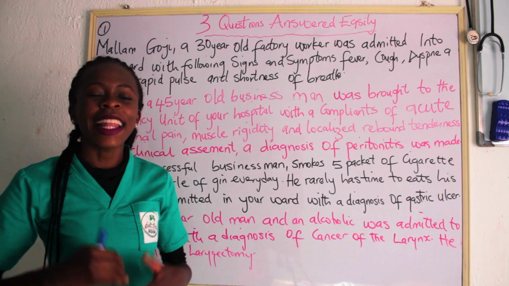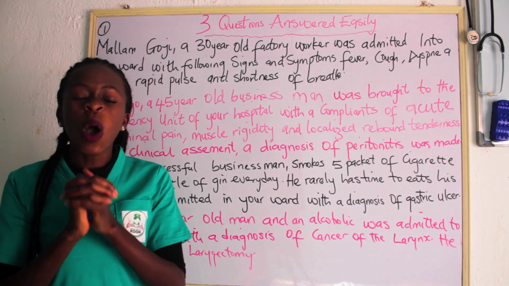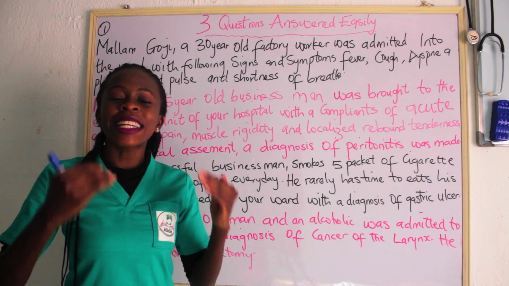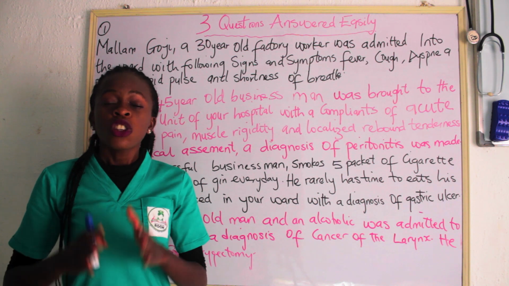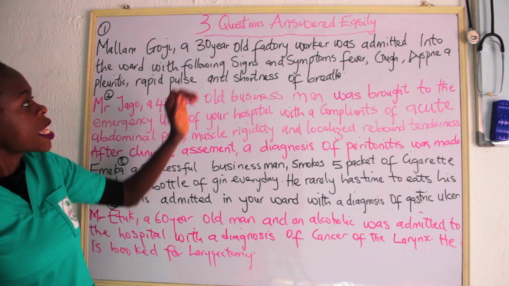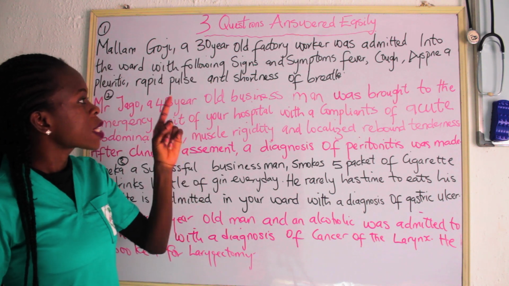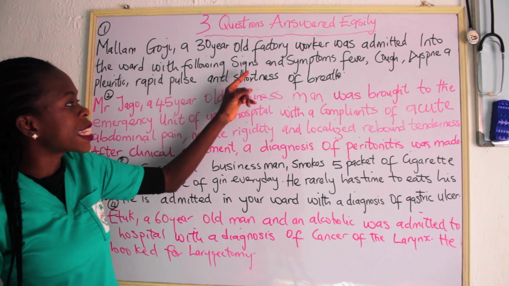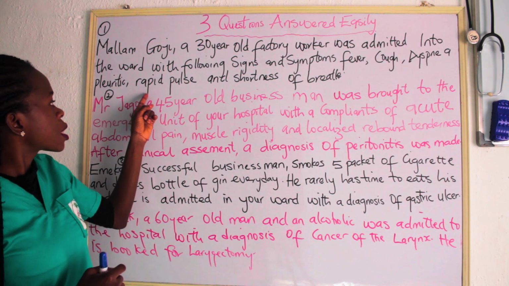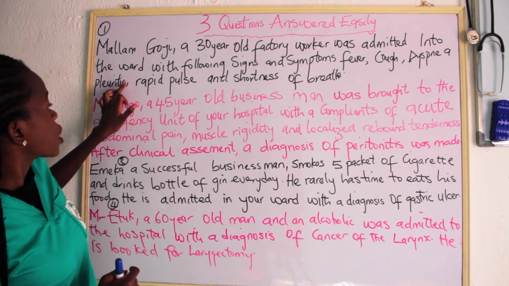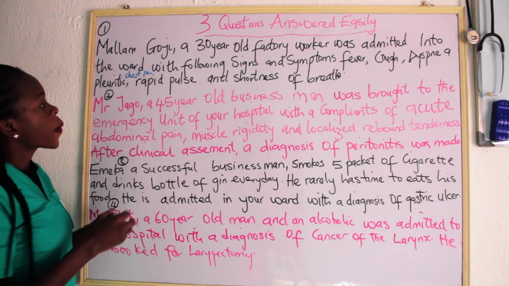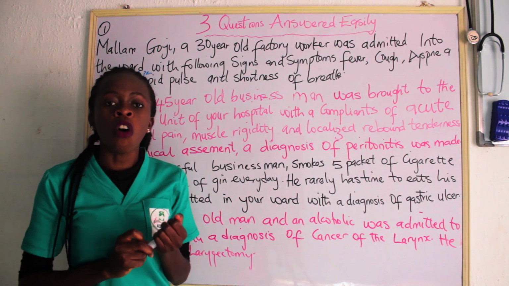Right, welcome back. Like I earlier said, today I'm going to be telling you how to make your nursing diagnosis, just knowing and understanding the question properly. So the first question we're going to be having on the board is, Madam Goji, a 30-year-old factory worker, was admitted into the ward with the following signs and symptoms: fever, cough, dyspnea, pleuritic chest pain, rapid pulse, and shortness of breath.